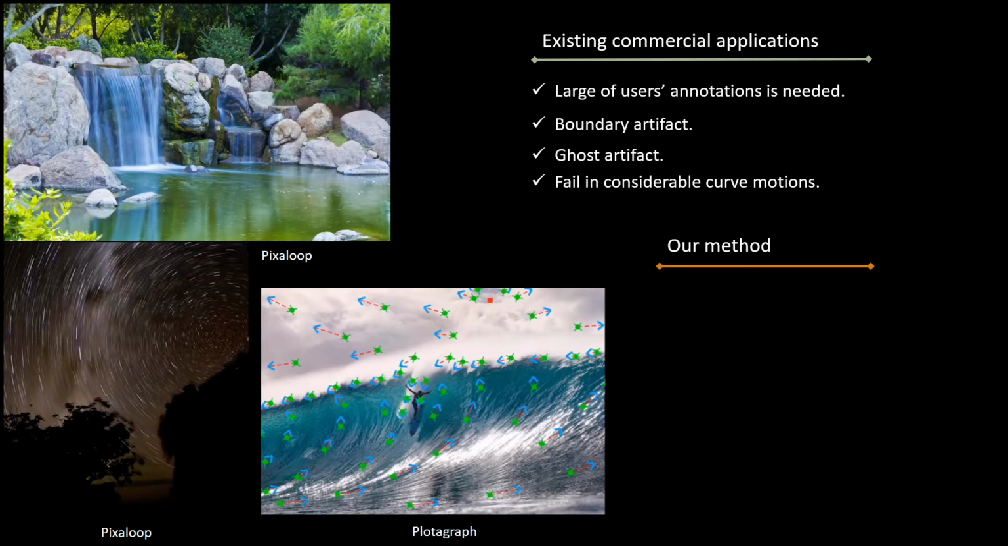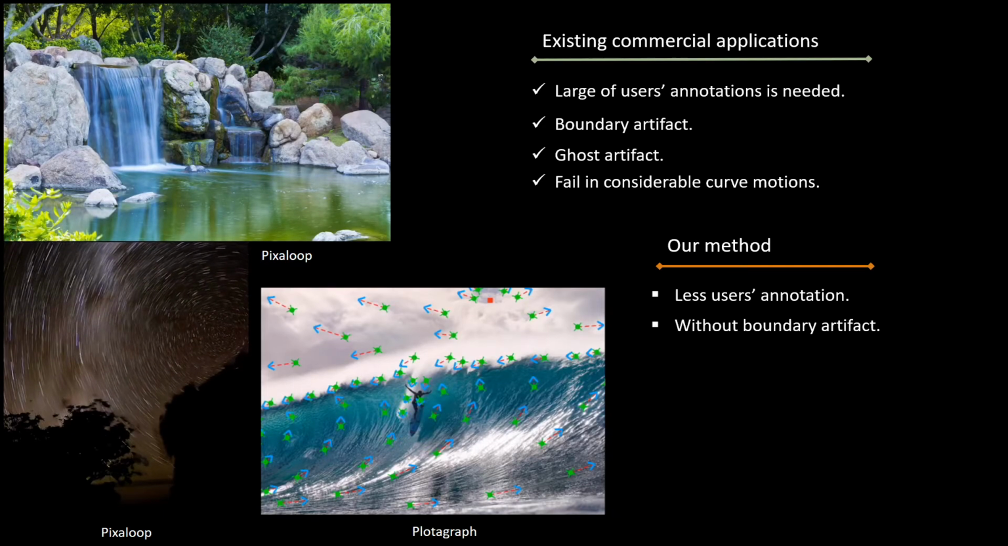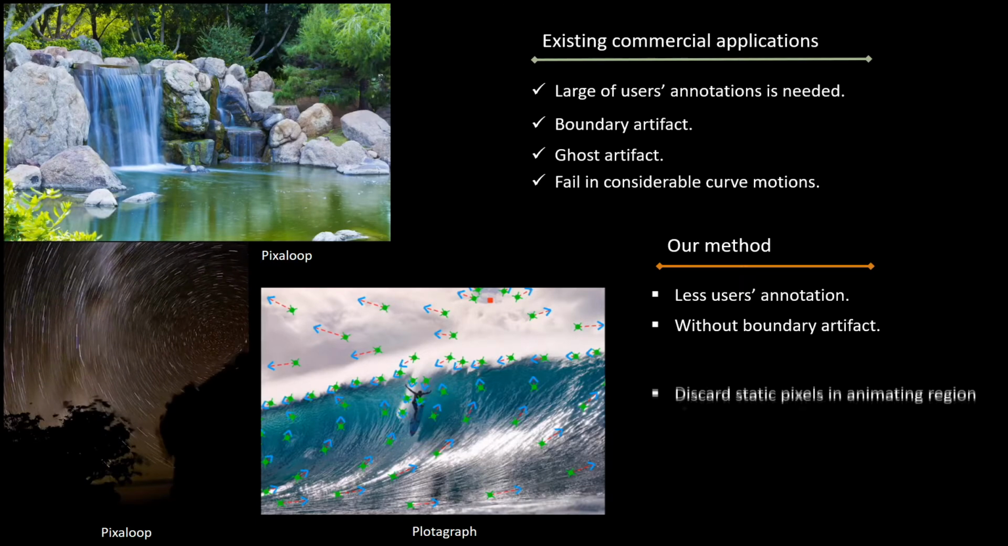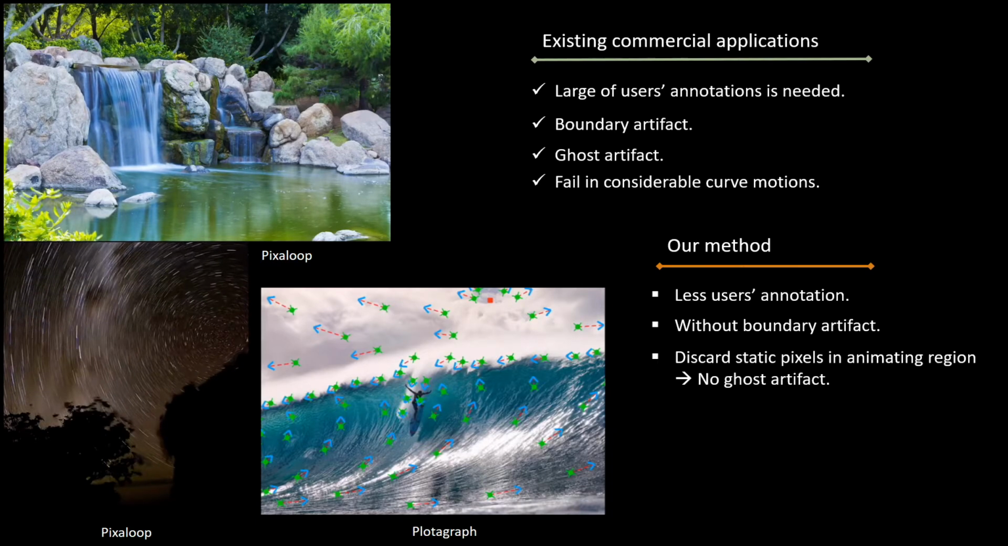In our method, we just need some strokes from the users. We remove the boundary artifacts. We discard static pixels in the animating region. Thus, ghost artifacts do not occur. Especially, the curvature in motions is well preserved.